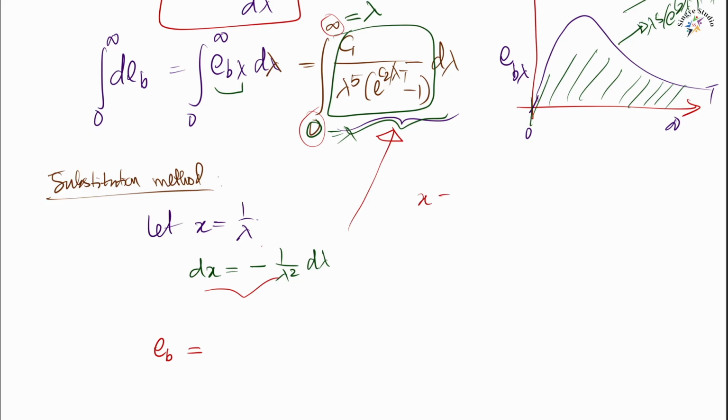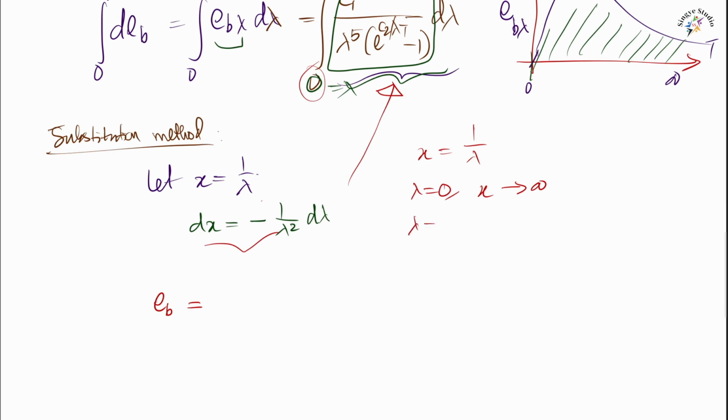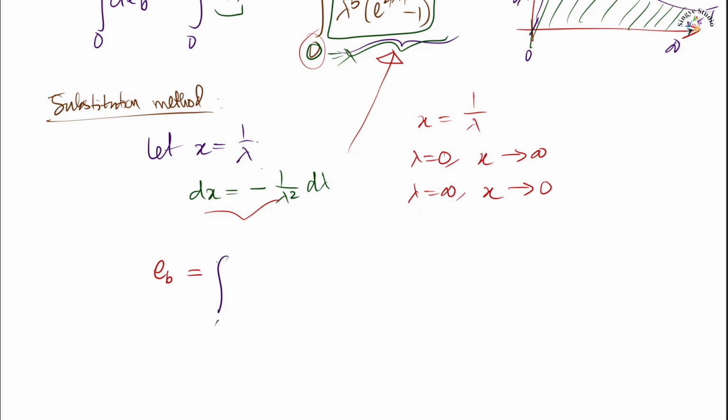So we have this lambda. We are saying, when lambda equals 0, what happens? We substitute in this and our x is infinity. Whereas when lambda equals infinity, our x tends to 0. Therefore, the limits flip in this. Therefore, we are getting infinity to 0.